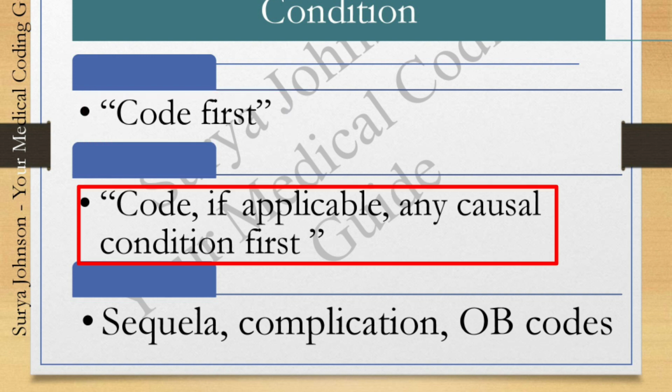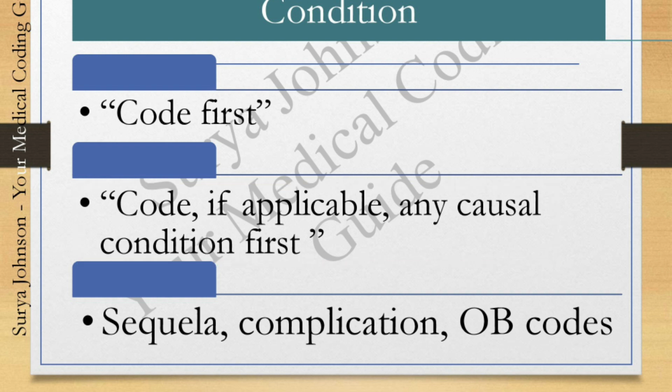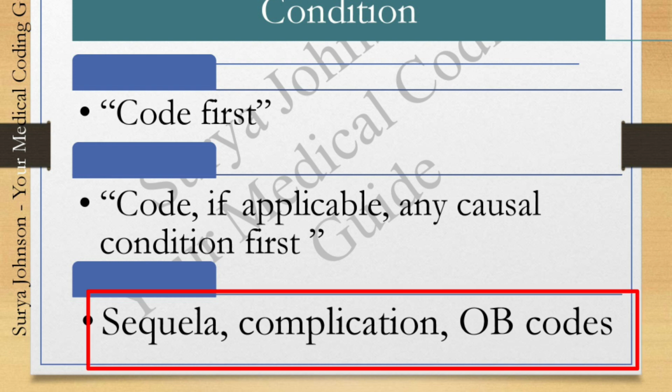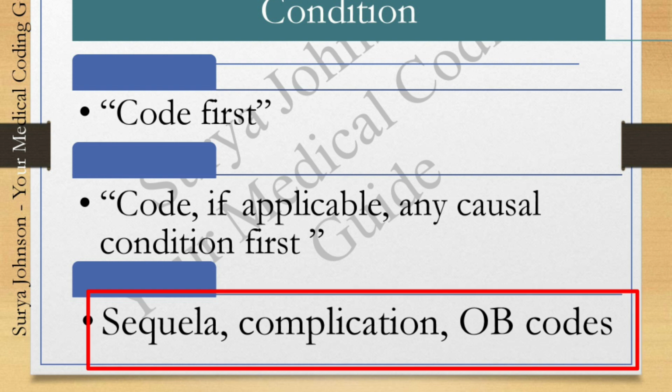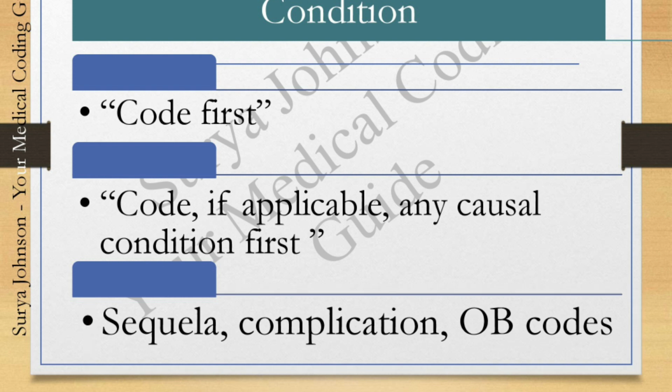The next one is code, if applicable, any causal condition first. In this case, code if applicable means if any causal condition is applicable to that diagnosis, then we have to code that also. Multiple coding will also be used in sequelae, when there is a complication after something like an injury or some disease. After some time period, there will be some complications, right? Complications or after effects are called sequelae.